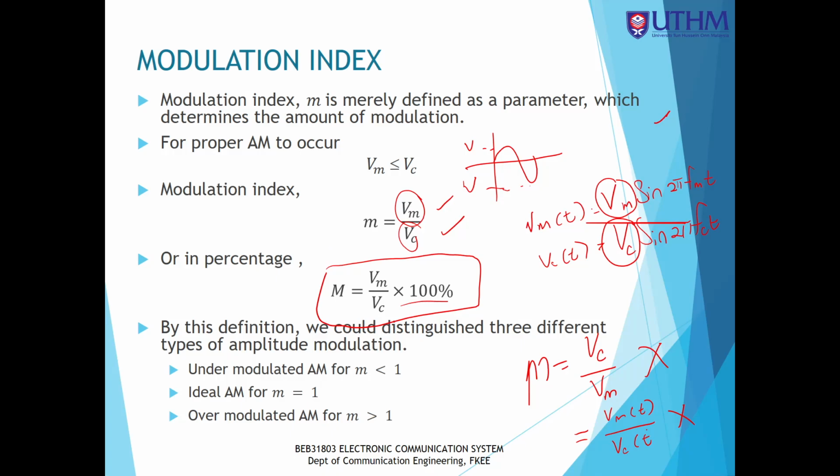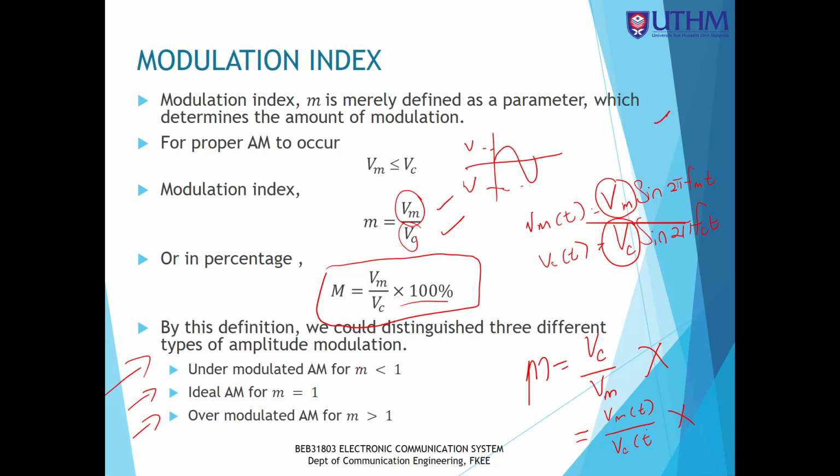Okay, and this modulation index can show us three scenarios. Modulation index ini boleh membawa maksud kepada tiga senario yang utama. Okay, there are three main scenarios based on the modulation index values. There are three extreme cases. The first one is the under-modulated. The second one is the ideal AM. The third one is the over-modulated. All of these three extreme cases are based on the modulation index parameter.